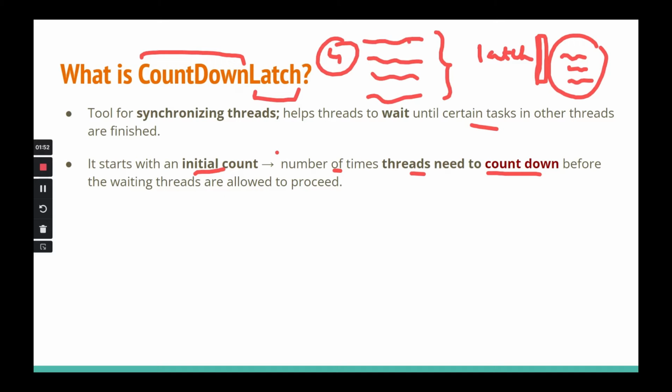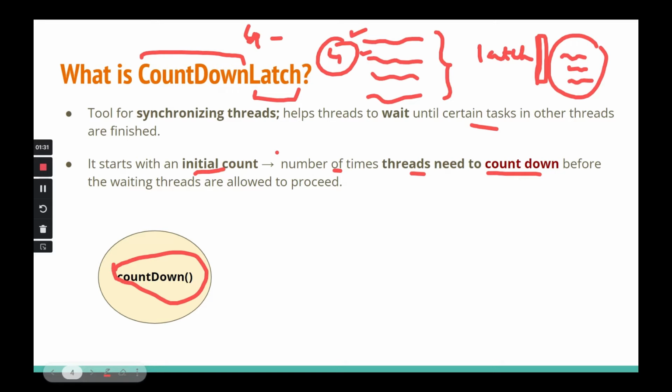Once each of these threads among this set of 4 is done, they will call a method called countdown. It is like saying, I am done, one thread is done. Then the second thread will say the same, and it keeps going until the count reaches 0. It gets decremented, 4, then 3, 2, 1, right? This is the significance of this method, and hence the name CountDownLatch.